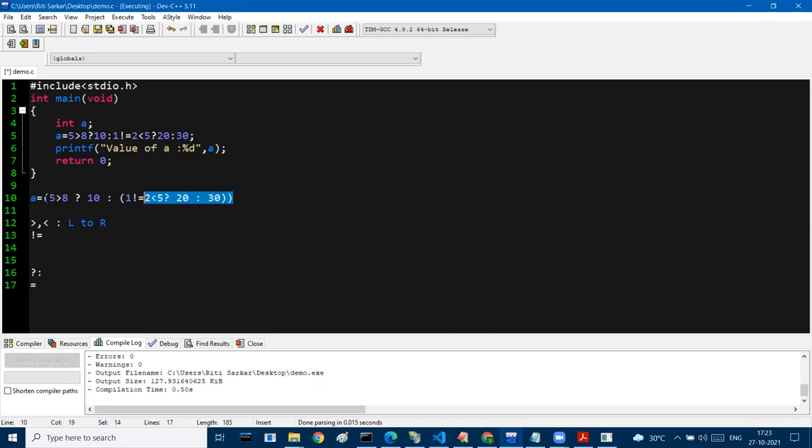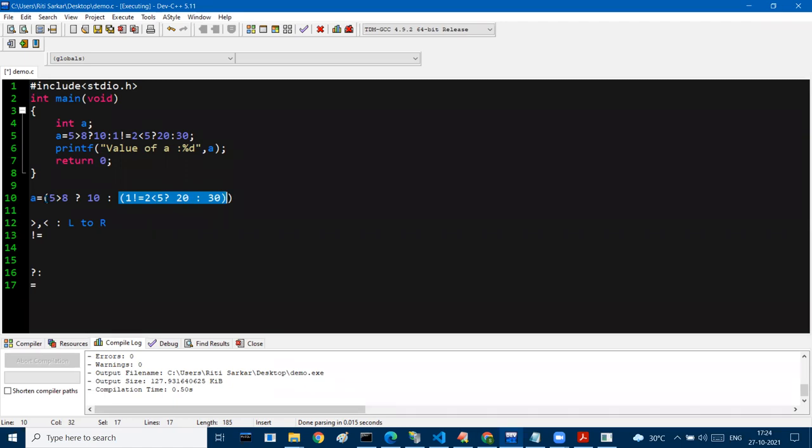This is how the expression will be bracketized in the absence of brackets. Now, have you observed one thing? I didn't start bracketization from here. I started bracketization from here. Why? Because associativity is right to left, and hence the bracketization will take place from right to left.